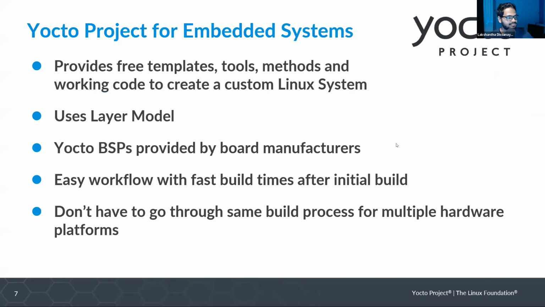embedded devices. Yocto provides a lot of resources such as templates, tools, methods, and working code to easily build a custom Linux system. Also, it uses a layer model, which contains a related set of instructions which tell the build system what to do. You could have an application configuration in a different layer, and it will help simplify future customizations and reuse. Yocto BSPs, also known as board support packages, are also a type of layer provided by board manufacturers such as us, Seed Studio.